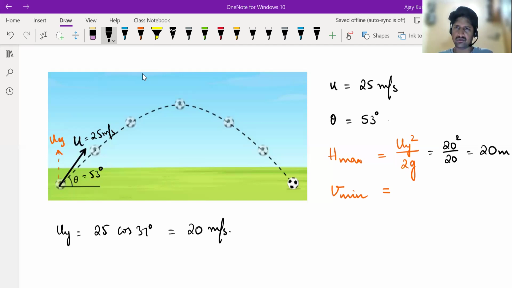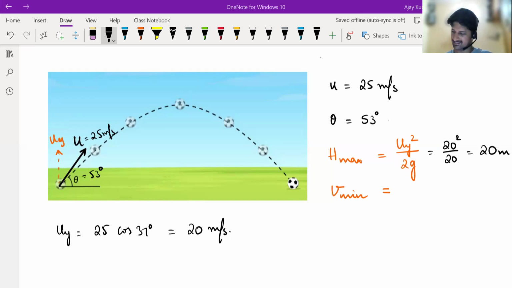Pawan, how did you get 40? What mistake did you make? Sir, I forgot to square. If you don't square, you'll get 1. 20 by 20 is equal to 1. How did it become 40?